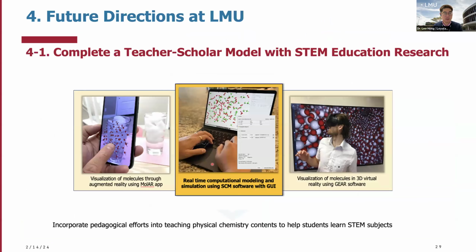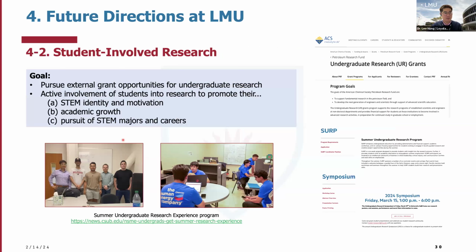Anyway, let me quickly finish this. This is all my overview. I'm using computer simulation and VR or AR to better understand chemistry. This is my overall goal at LMU. I'm a big fan of student-involved research, so I'm trying to get research grants, federal or local, to promote undergraduate research. LMU also has multiple opportunities for summer research programs or symposiums for undergraduate students. This is my ongoing effort.